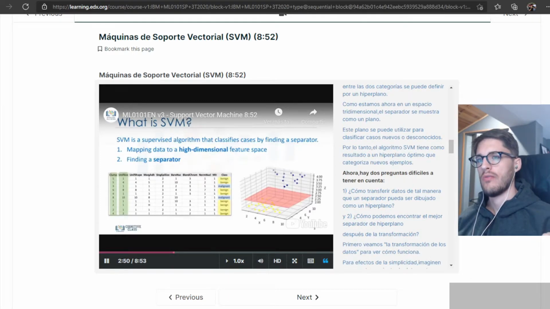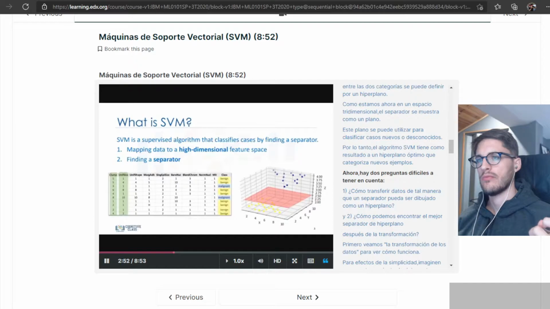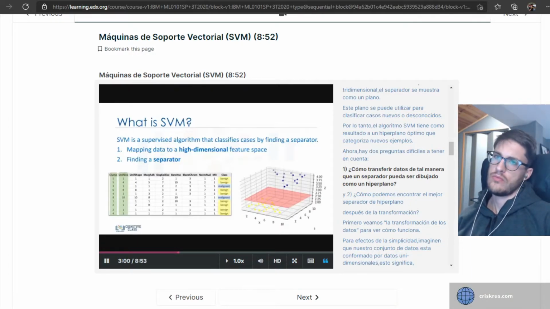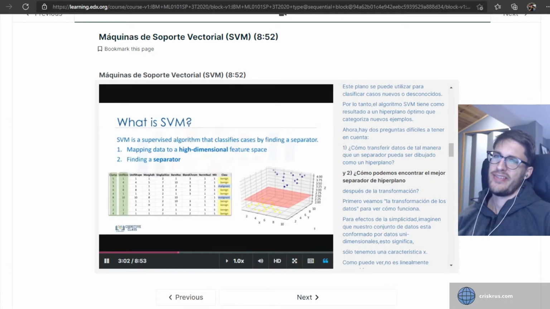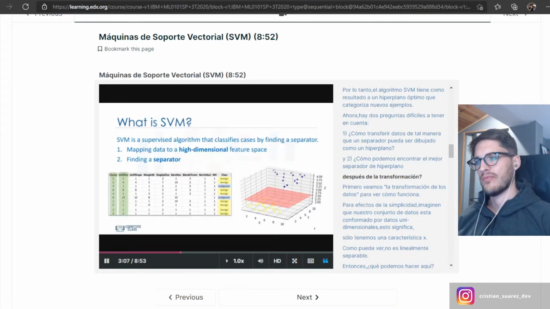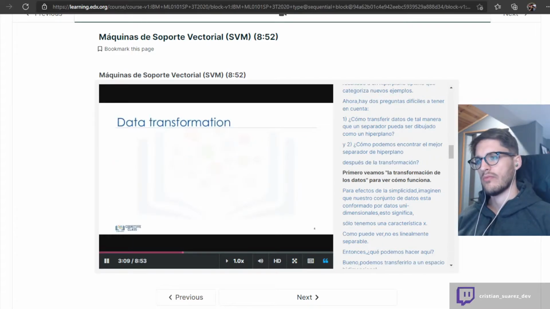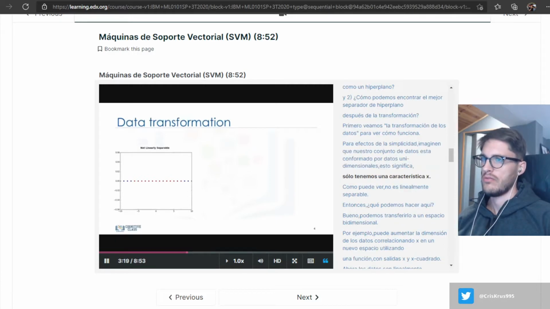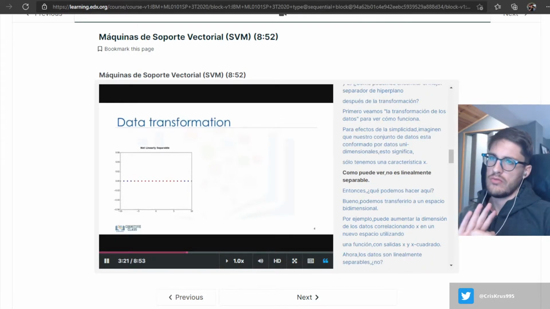Now, there are two challenging questions to consider. First, how do we transfer data in such a way that a separator could be drawn as a hyperplane? Sí. And two, how can we find the best or optimized hyperplane separator after transformation? Let's first look at transforming data to see how it works. For the sake of simplicity, imagine that our data set is one-dimensional data. This means we have only one feature X. Vale. As you can see, muy sencillo, it is not linearly separable.